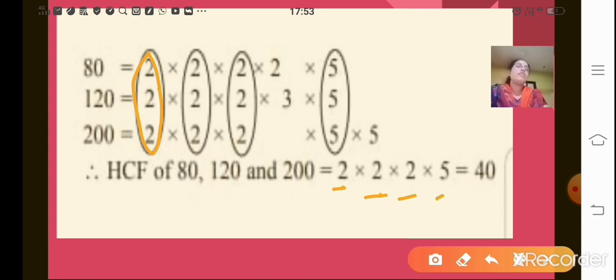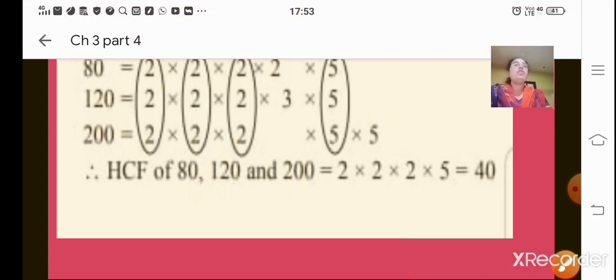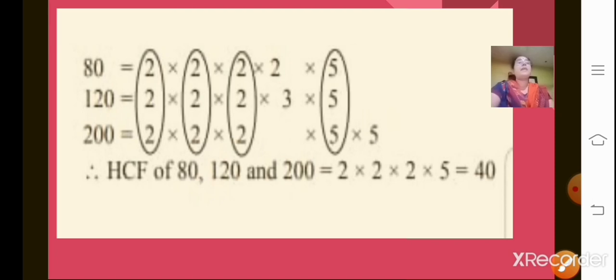So 2 2s are 4, 4 2s are 8, 8 5s are 40. So your highest common factor or HCF of 80, 120 and 200 is the number 40. Okay. So this is how you will find the HCF using the prime factorization method. If I say prime factorization, you will first find the prime factors of all the three numbers and then take out the common factors and then multiply.